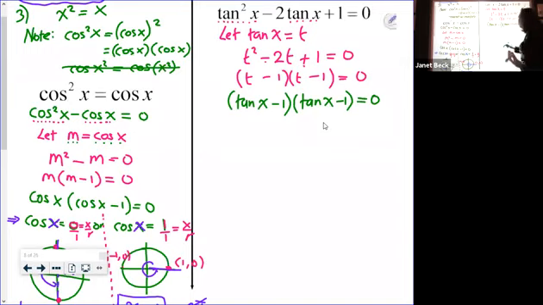We're going to use the zero product rule. We know that either this factor equals 0 or this factor, and they're both the same. So what we know at this point is that the tangent of x minus 1 must equal 0.